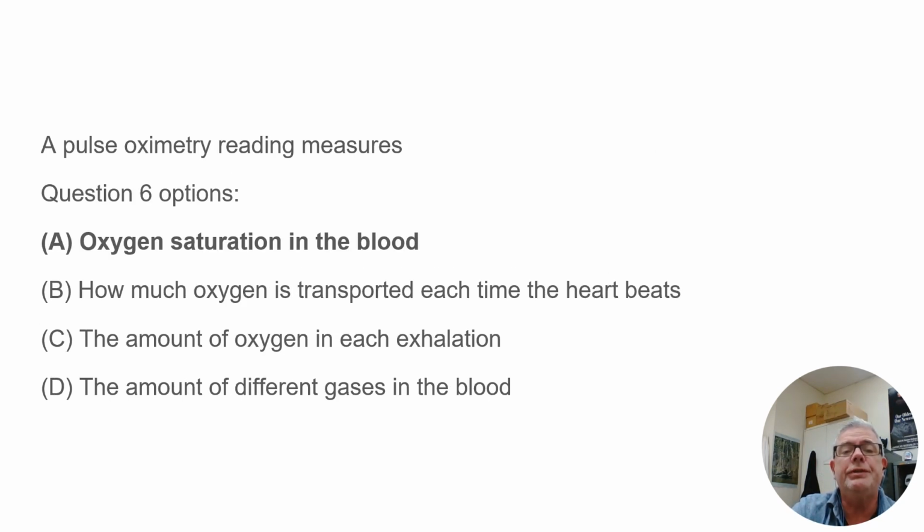Pulse oximetry reading measures oxygen saturation in the blood. More specifically, it measures oxygen saturation in the red blood cells, which can be falsely positive if the patient has carbon monoxide poisoning, because it only detects the saturation. It doesn't detect what is actually saturating the red blood cell. So carbon monoxide poisoning kills you by bumping oxygen out of a red blood cell and taking its place. And the pulse oximeter will pick up on that instead.